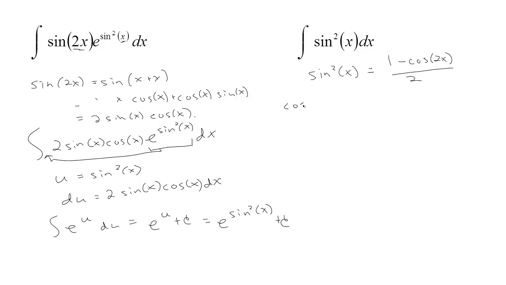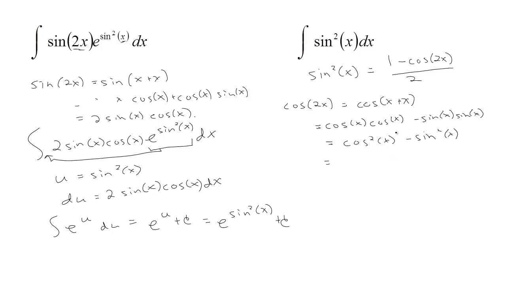Now, if you just remember your cosine identity, the cosine of 2x would be the cosine of x plus x, right? So if you know your angle sum identity, you know that you get the cosine of the first times the cosine of the second minus the sine of the first times the sine of the second, which is cosine squared x minus sine squared x. But then because of the Pythagorean identity, cosine squared is 1 minus sine squared, so we have 1 minus sine squared minus another sine squared, which is 1 minus 2 sine squared x. So that's actually where this identity comes from. If you solve this for sine squared, then that's how you get this.